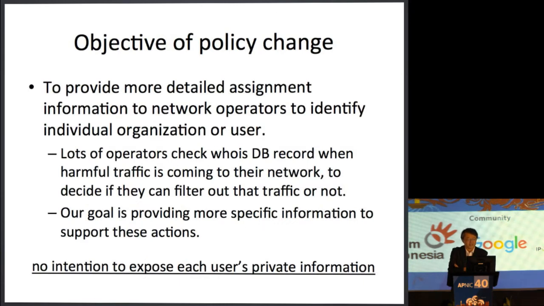This is the objective of the policy change: to provide more detailed assignment information to network operators and to identify the individual organization or users. If such information is available, a lot of operators can properly filter out their bad users. Operators check the Whois database record when harmful traffic is coming to the network, and the operator decides whether to filter or not with that information. So our goal is providing more specific information to support these operations. One point is that we have no intention to expose each user's private information, but only the assignment information needed to filter.